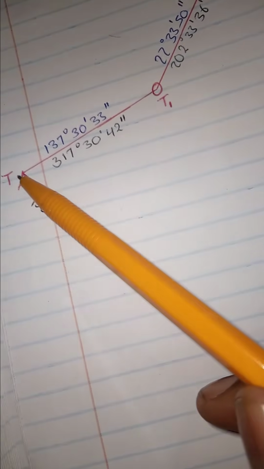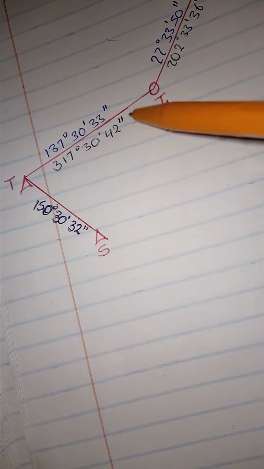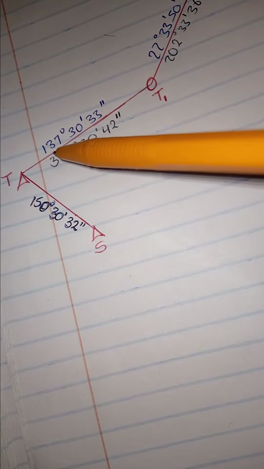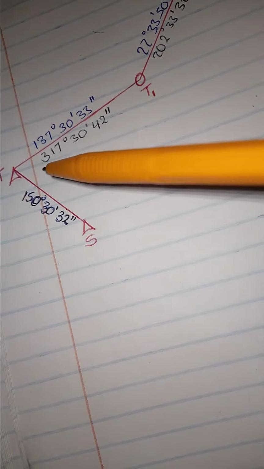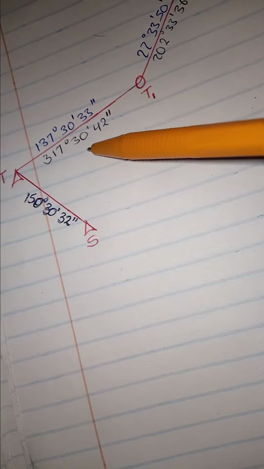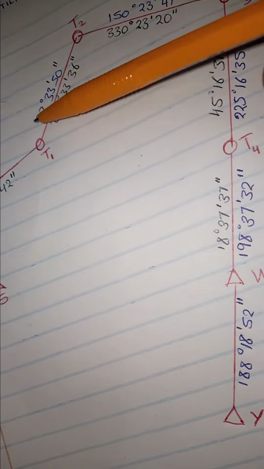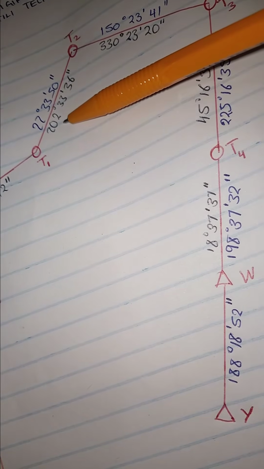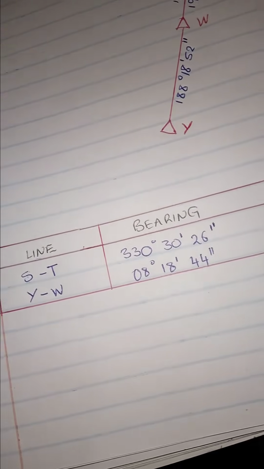For example, from T to T1, we have a fore bearing of 137°30'33", then the back bearing of the same line, that is 317°30'42". Then we move to the next line, T1 to T2, with its fore bearing and back bearing. The difference between the fore bearing and the back bearing of those lines is 180 degrees. Remember that.